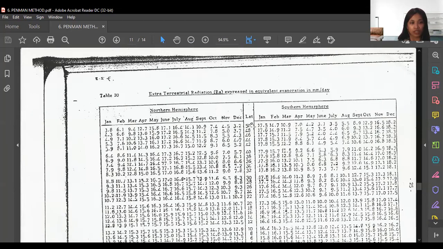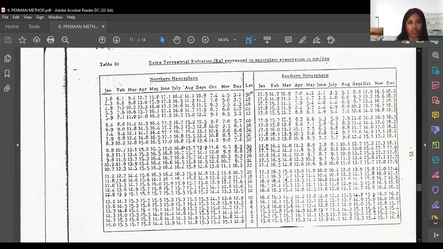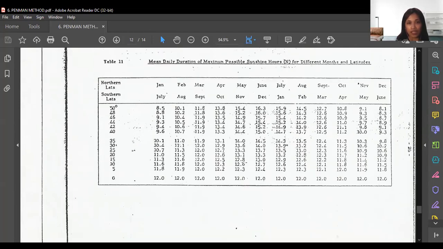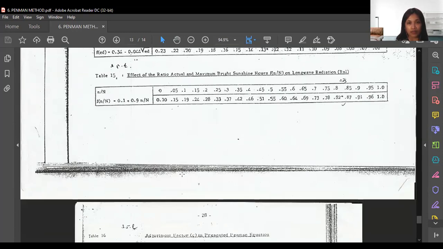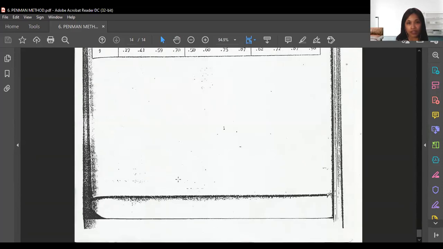You have to know which latitude Indonesia is located in, which latitude your area is on, and in which month you want to calculate your evapotranspiration. Here we already have January until December, depending on your necessity. And this one is the sunshine hours, meaning in one day, how many sunshine hours there are for different months in different latitudes. So it depends on the area and on which months you are going to calculate this evapotranspiration. And there's also this adjustment factor here.